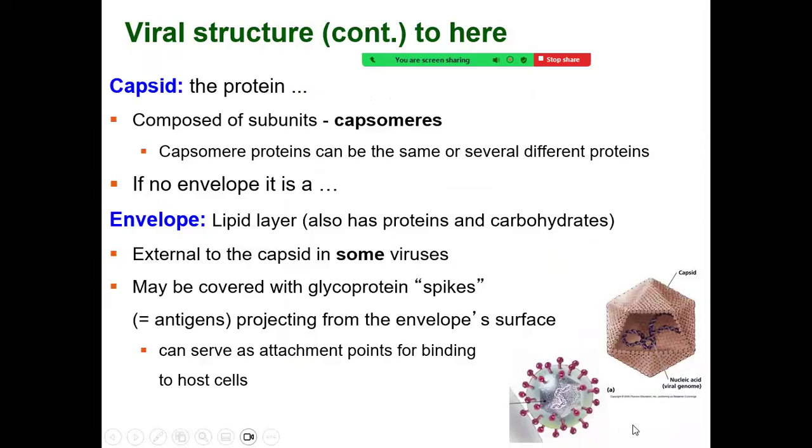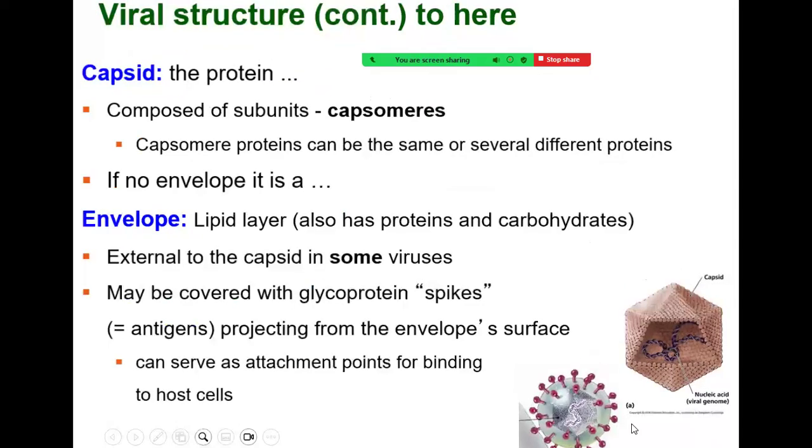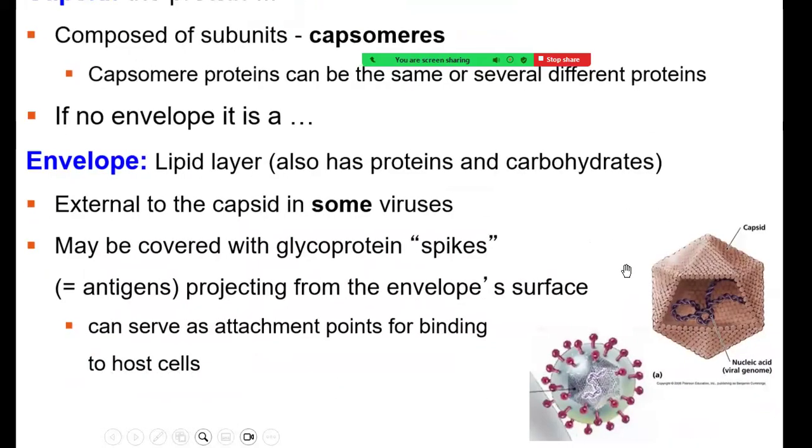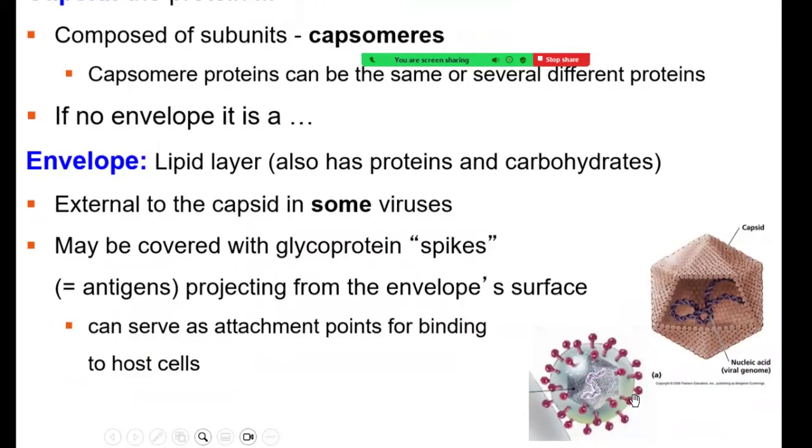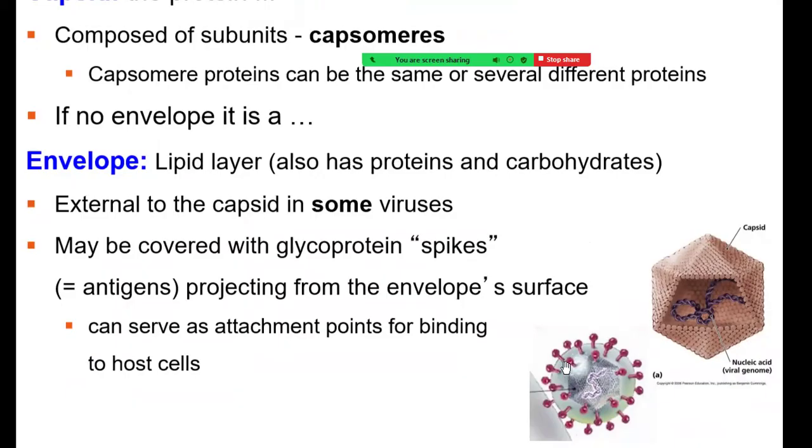This is a lipid layer. Let me see if I can blow that up. This is a lipid layer. The bluish region there is mainly phospholipids, but it can have proteins and carbohydrates in the envelope as well. The envelope frequently has spikes on it, which is this reddish purple spike right there. And these spikes are usually glycoproteins. The spikes are also usually antigens.